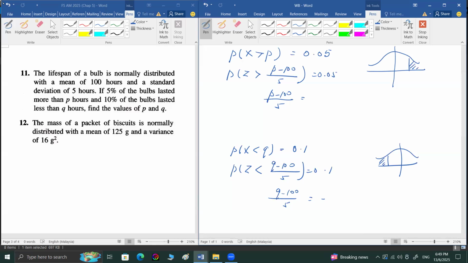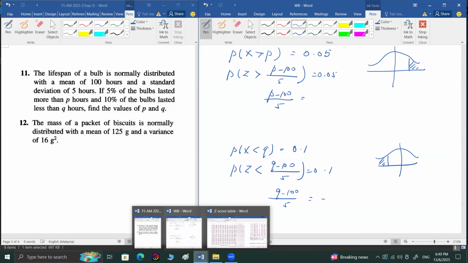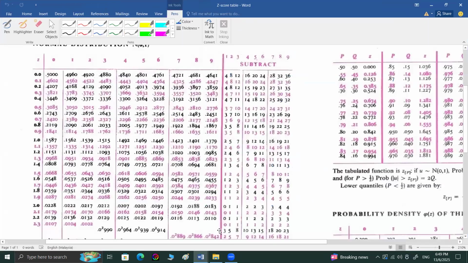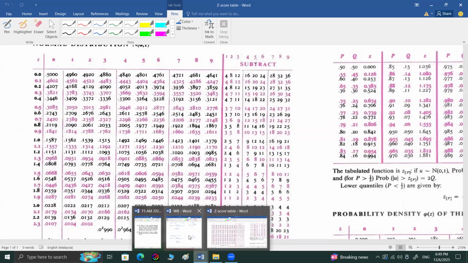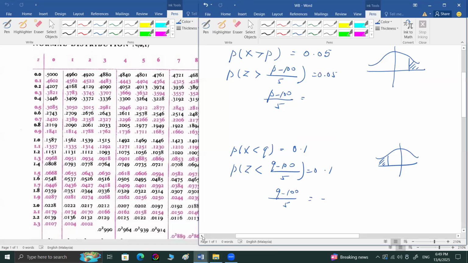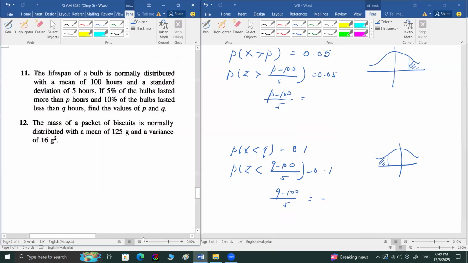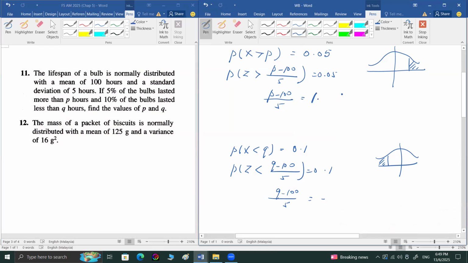The 0.05 you get from the table or from your calculator. I show you once again from the table, 0.05. I think it's like just now, 1.65. Remember, it's like question 10. Question 10 also we got 0.05. So I just get it from my question 10, no need to waste time. You can refer to my question 10 just now. The 0.05 that I get is 1.645.